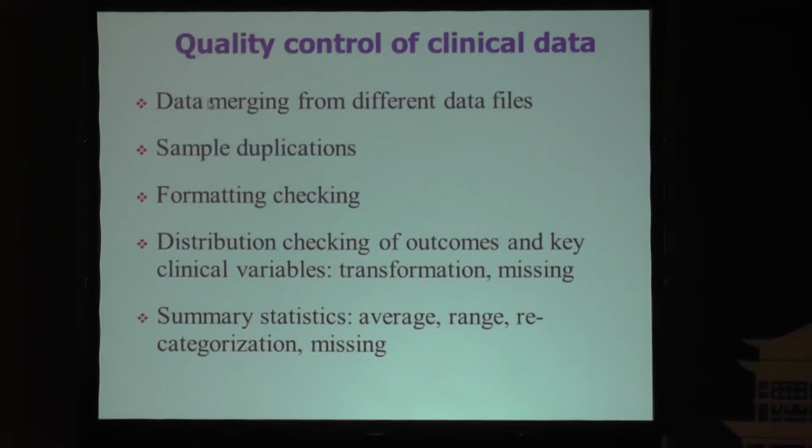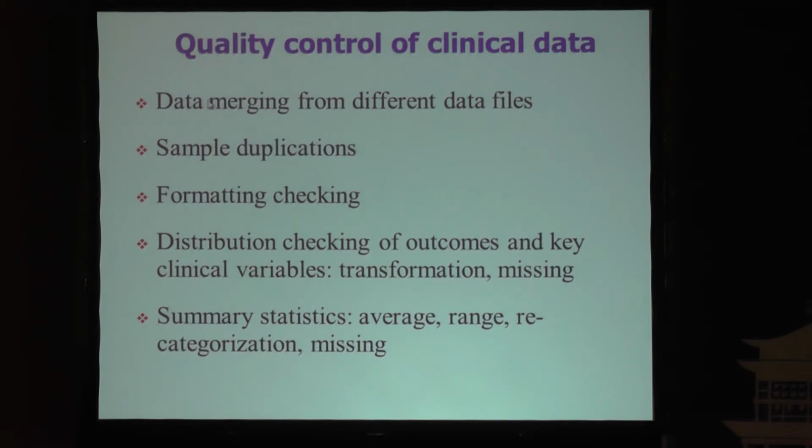The quality control of the clinical data is very important for the success of your final story and your analysis, because any kind of simple mistake may cause you to make a false inference and a wrong conclusion. So quality control, in fact, is quite comprehensive work. It involves data merging from different data files, especially now for translational research.